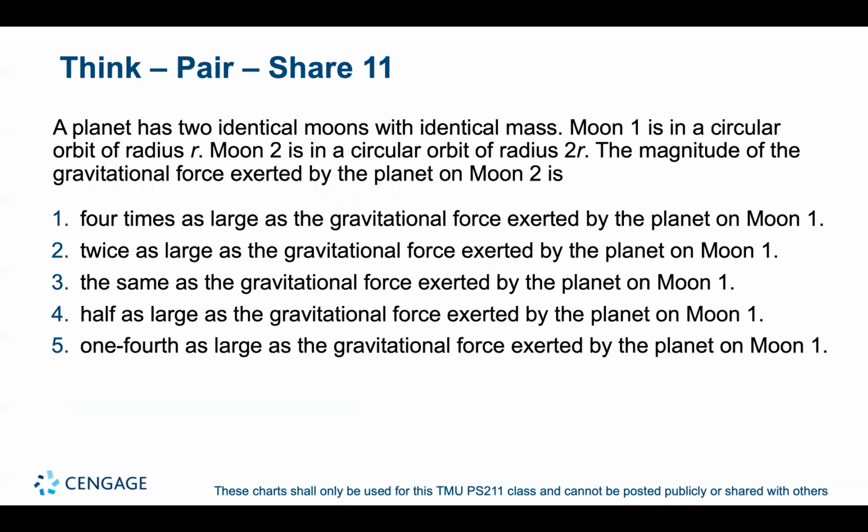Here's another question. A planet has two identical moons with identical mass, M. Moon 1 is in a circular orbit of radius r. Moon 2 is in a circular orbit of radius 2r. The magnitude of the gravitational force exerted on the planet by Moon 2 is 1/4 as large as the gravitational force on the planet by Moon 1.